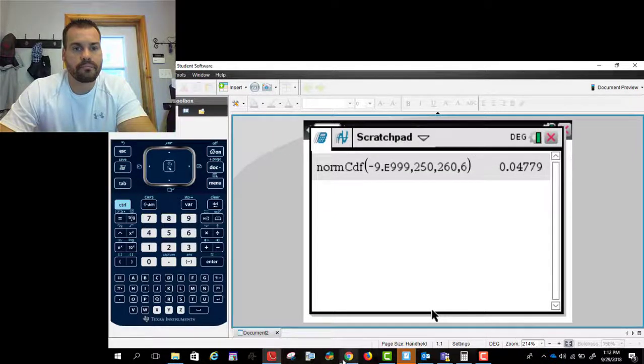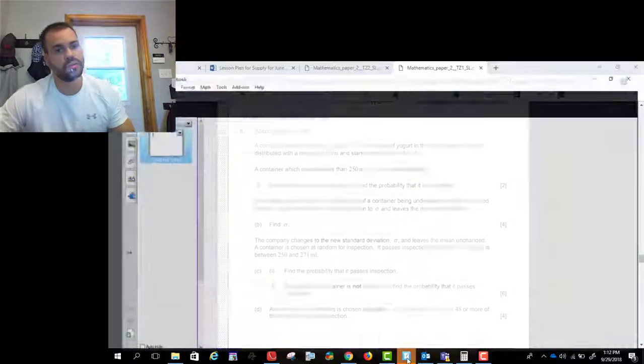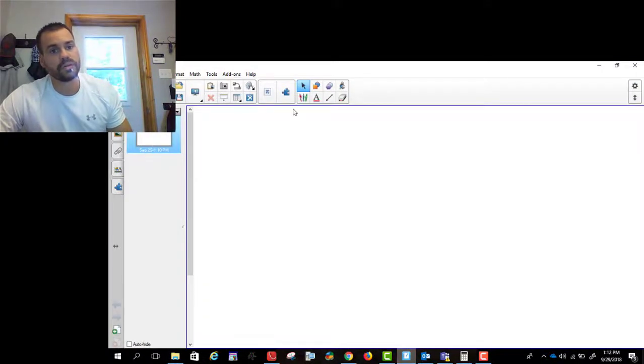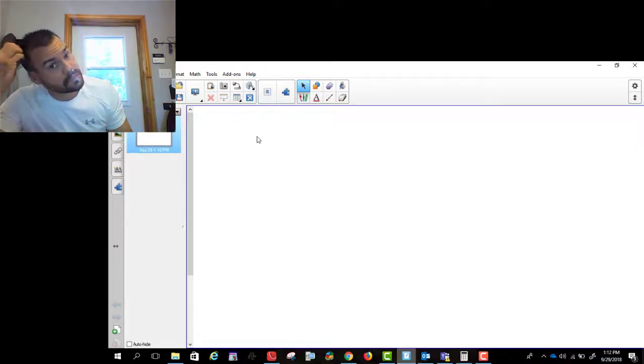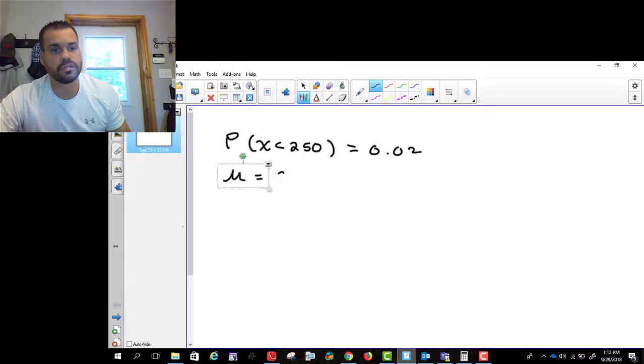So that's part A. Part B says the company decides that the probability of a container being underfilled should be reduced to 0.02. It decreases the standard deviation to sigma and leaves the mean unchanged. So find sigma. So here's what we're going to do. The first thing we're going to do is write down our information. So we know that the probability that x is less than 250 is going to be 0.02. We know our mean remains unchanged, so our mean is 260. This is part B. And we know that we're looking for sigma.